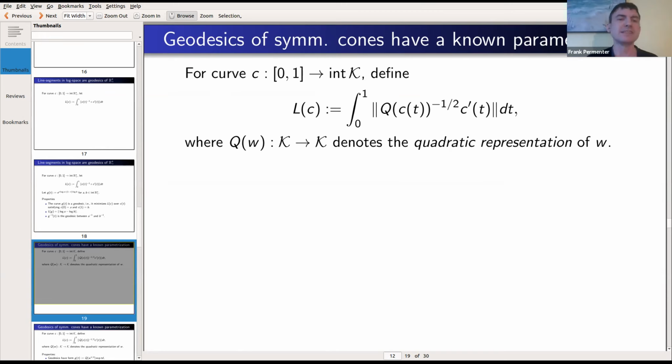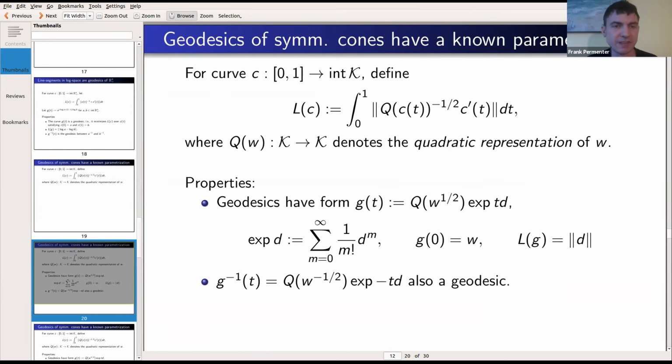Okay, nevertheless, I have a canonical measure of arc length for my symmetric cone. What can I say about the minimizers of this arc length? What can I say about the geodesic curves? Well, it turns out that they also have a nice closed form parameterization. Geodesic curves are necessarily curves of the following form. I take the quadratic representation associated with the starting point of the curve, or rather the square root of the starting point of the curve, and I apply it to the exponential map associated with the symmetric cone evaluated at some direction vector d times the argument t.